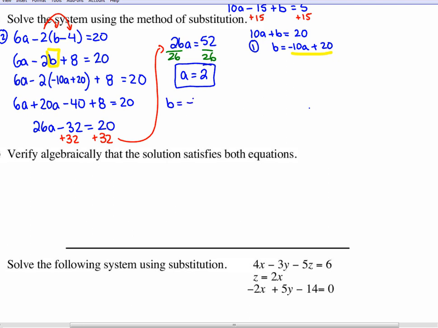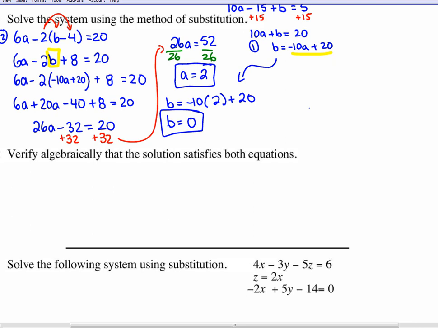b is equal to negative 10 times 2 plus 20. This is the easy choice, right? That equation 1 I already rearranged. We'll always do improper. You can have a fraction as an answer, but you're not going to have 1 and 1/3. In high school, we never write mixed numbers. They're so useless. What does b equal? 0. Negative 20 plus 20.